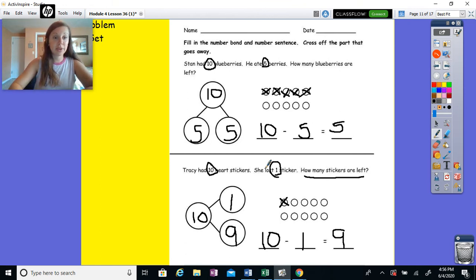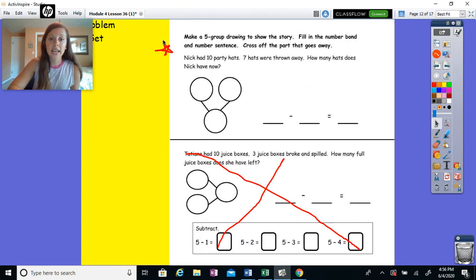Okay, let's read that number sentence together. 10 minus 1 equals 9. So she lost 1 and she has 9 left. Good job. Okay, so last thing I'm going to do is just show you what you're going to work on your own. Now, the question that I have the star next to is the one that you're going to be getting in your messages. So we can read it really quick.